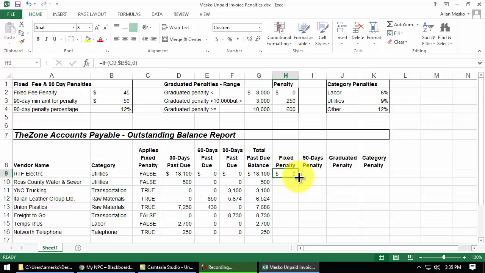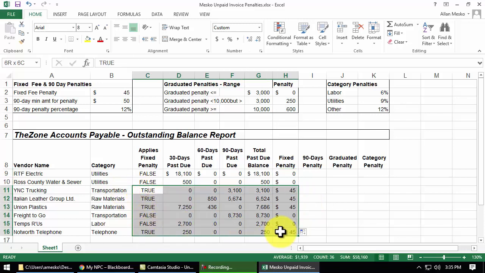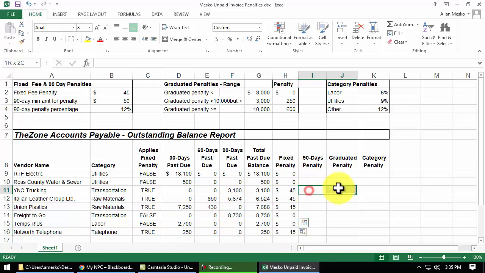So if I copy that formula down, sure enough, the ones that said true gave me the $45 fee here. So they're gonna be nothing over here, aren't they? They're not going to charge me anything for 90 days or graduated or category penalty. They're just charging me a flat fee. But we want the formula to be able to copy down. Everybody okay on that? That's number 2.